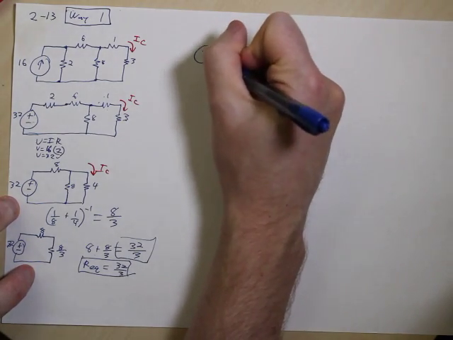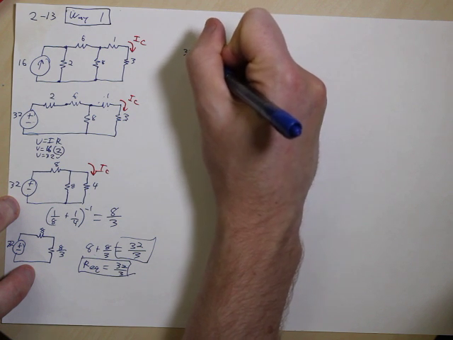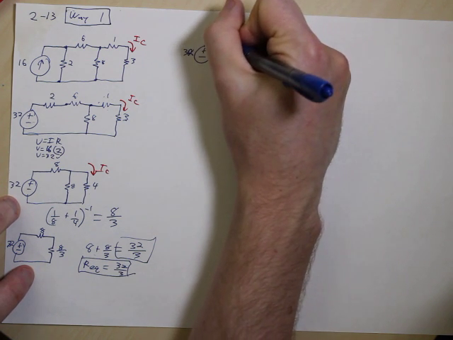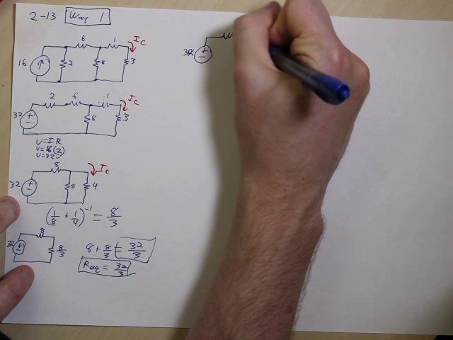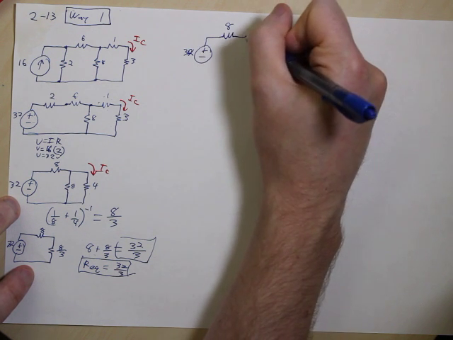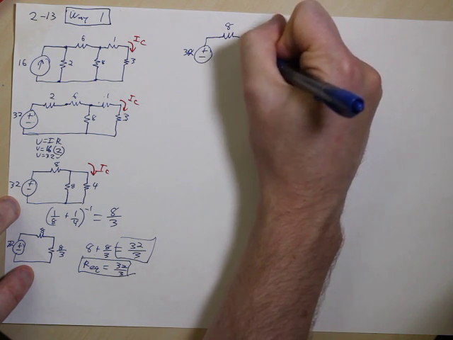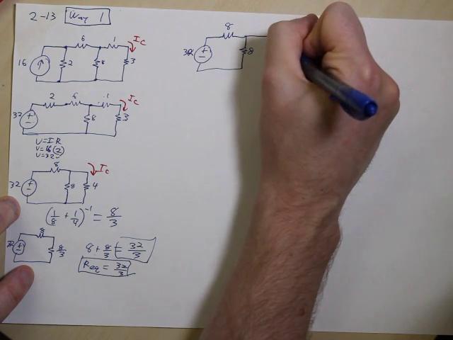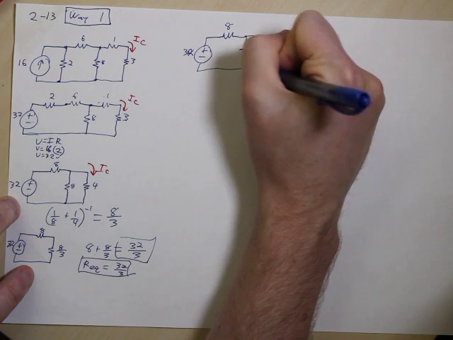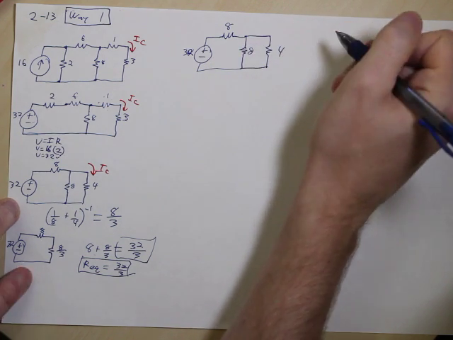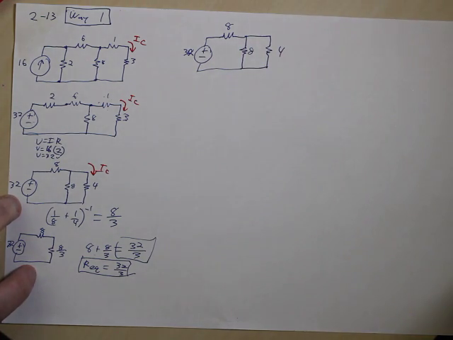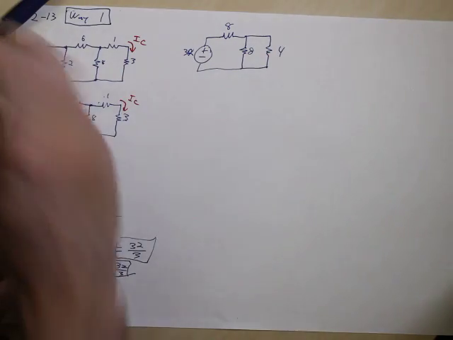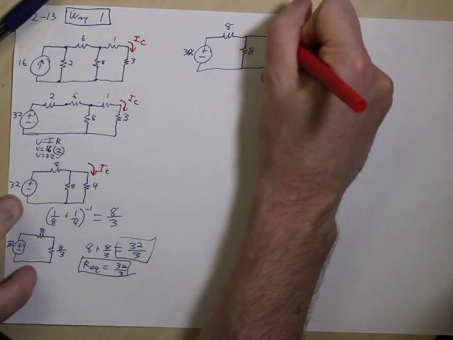We've got a 32 volt source coming out. We've got an 8 ohm resistor coming down. We've got an 8 ohm resistor, and coming out here we've got a 4 ohm resistor. So the next piece that I'm going to ask about is how do we solve for this current going through here, this IC?